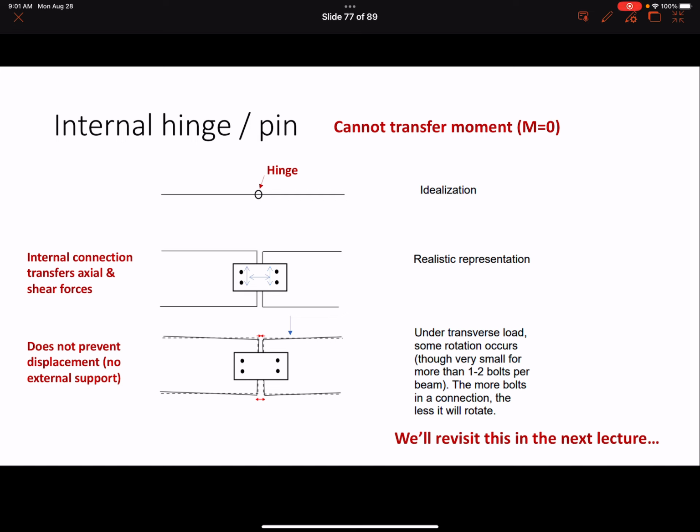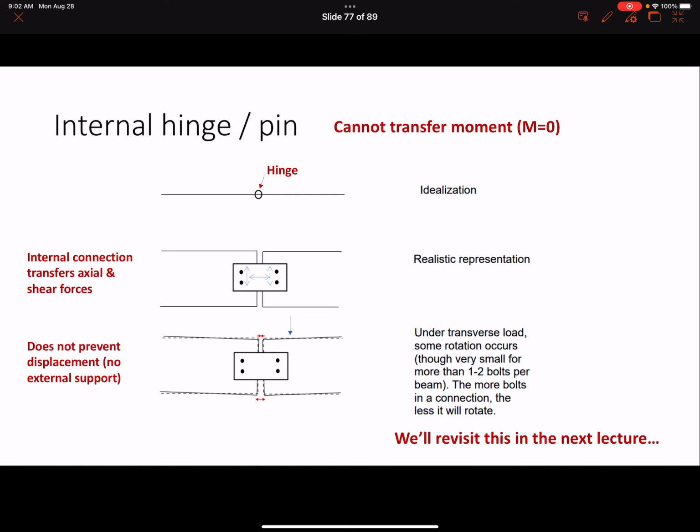So now I'm going to talk a little bit about an internal hinge or a pin, which may be somewhat of a new concept for you. You may or may not have seen this in your statics and mechanics classes. I'm not counting on it though, so I'm treating this as the first exposure to an internal hinge. We'll talk about that behavior, and then we'll also look at it later today, technically in the lecture 3 slides.